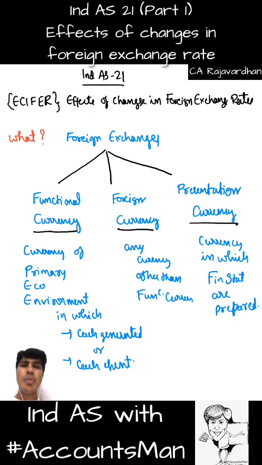Now, with regard to presentation currency, there might be a lot of questions that might arise. Why do we have three currencies? Because the earlier standard, accounting standard 11, basically used only two currencies, reporting currency and foreign currency. Whereas why do we have three currencies here? What we need to very much understand here is that this presentation currency can be either functional currency or it can be foreign currency.